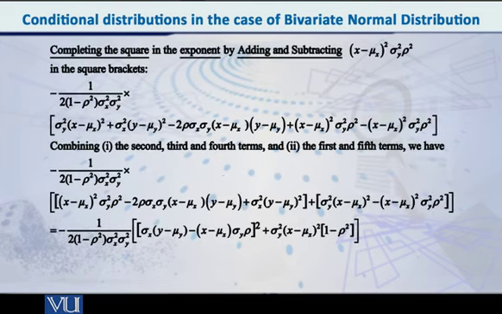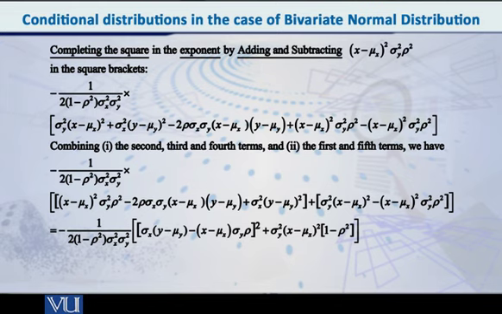After this, students, we are going to do the process of completing the square. And how do we do that? I'm going to add and subtract the term (x minus mu x) whole square into sigma y square into rho square. I will add and subtract this term inside that square bracket. And after that, I will put together the second, third, and fourth term. And also I will put together as another bunch the first and fifth terms.